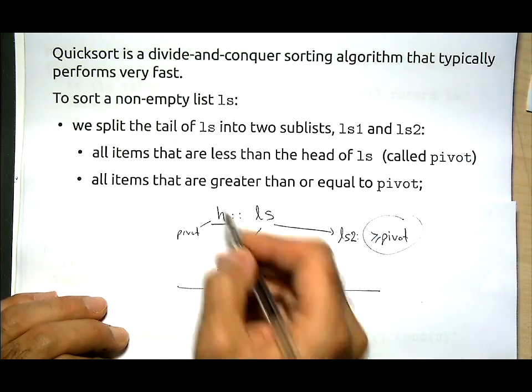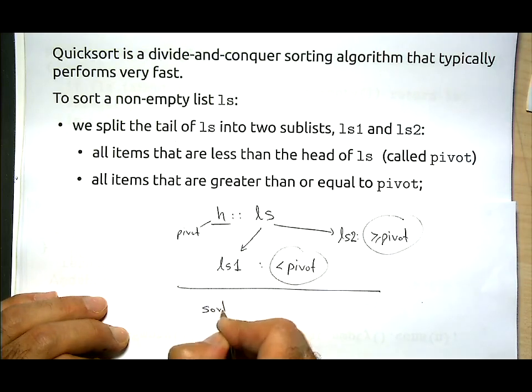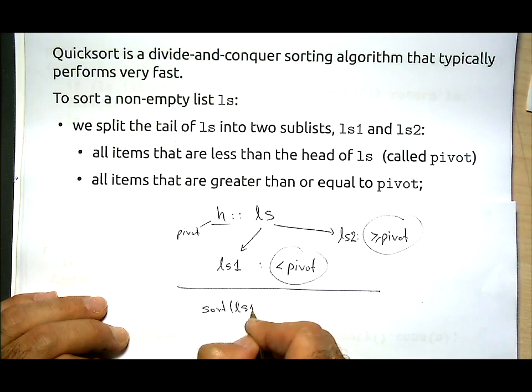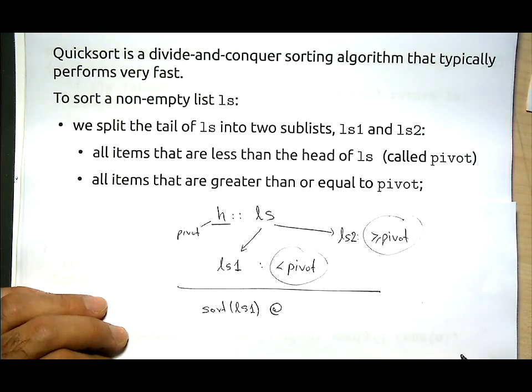And then, how can I sort the whole list? Well, I can say the following. Let's sort ls1. All these elements are less than the pivot. So put this, and now do this operation here, which is called append. I'm going to explain it in a bit. And then append it to the list that has the pivot, followed by the sorted ls2.